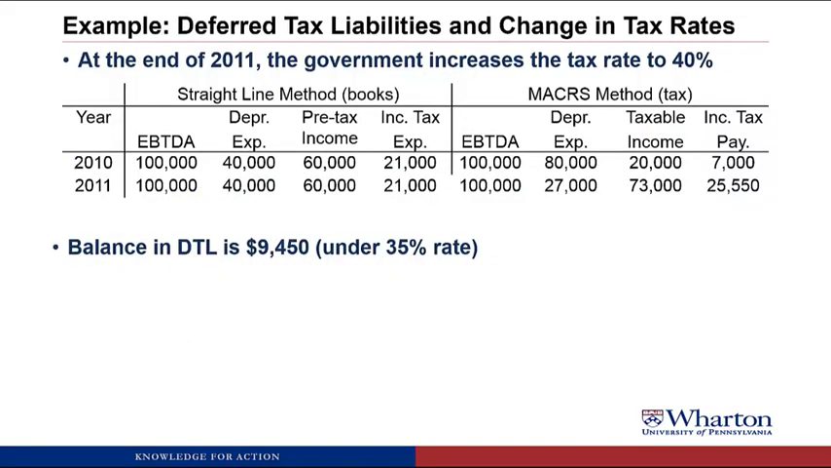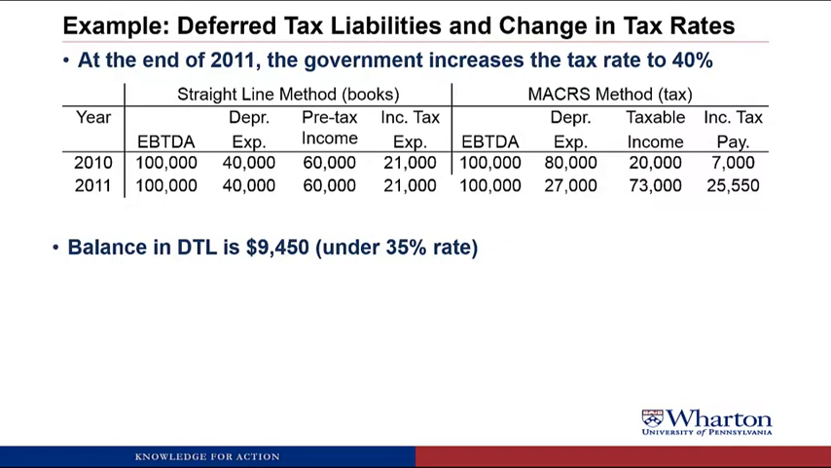So let's apply this to the BRI examples that we've been looking at. First, we're going to go back to the BRI example for deferred tax liabilities. This is where we had depreciation expense differing between the books and taxes. And let's assume that at the end of 2011, the government increases the tax rate to 40%. So where were we at the end of 2011?